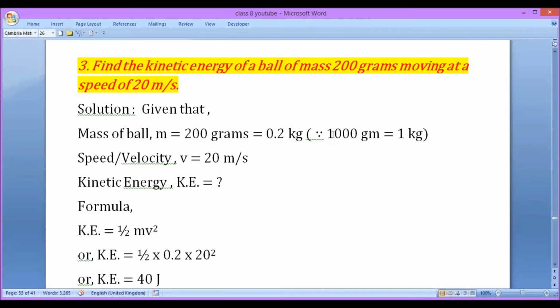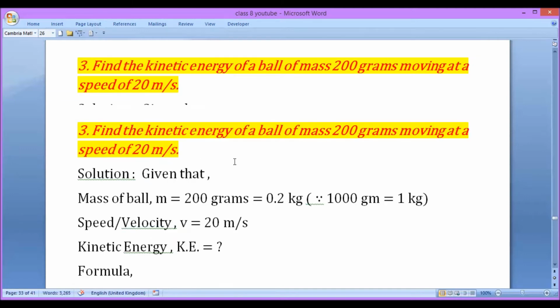200 gram divided by 1000. We use the unitary method. 1000 gram is equal to 1 kg. 1 gram is equal to 1 by 1000, which means we have to divide it by 1000. It is converted into 0.2 kg. So 200 gram means 0.2 kg.